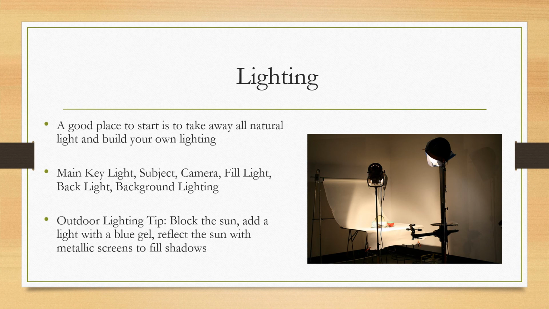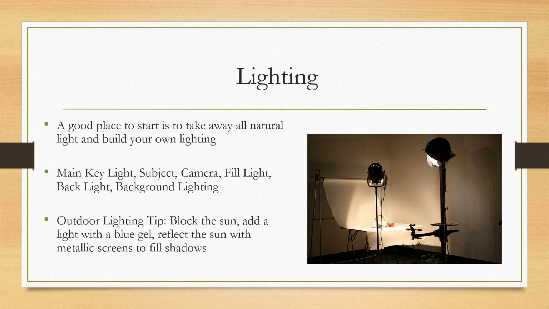Typically, we'll want a main key light, maybe a subject light, the camera light, a fill light, a backlight maybe from behind them, and even some background lighting. Of course, these are all important for really professional studio setups, and often these are already there and just need some tweaking. But we might only have one or two of these if we're out in the field.